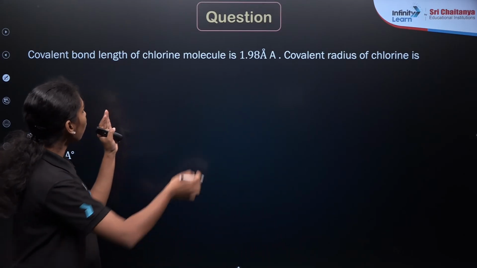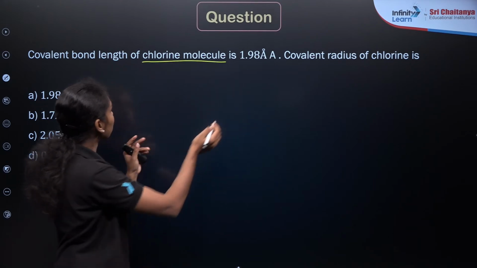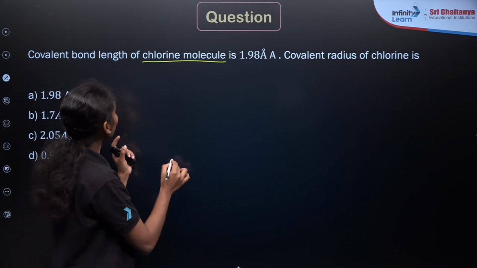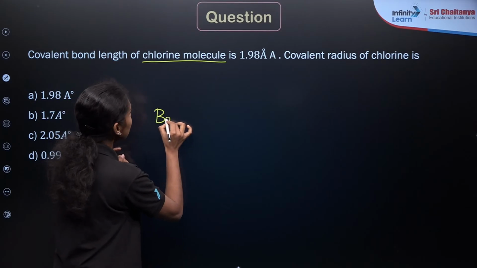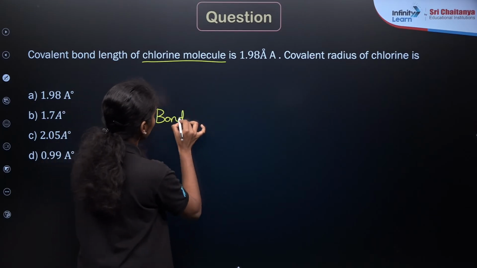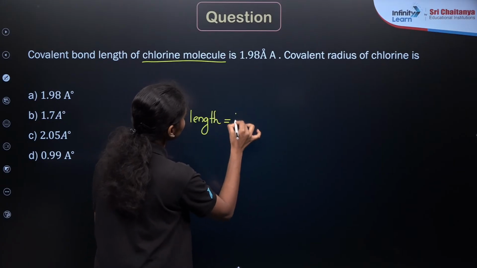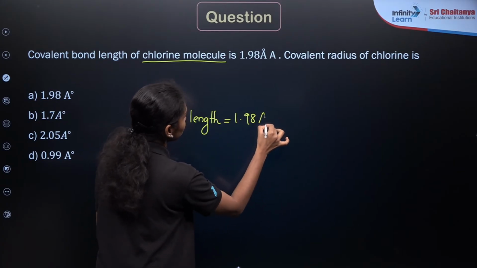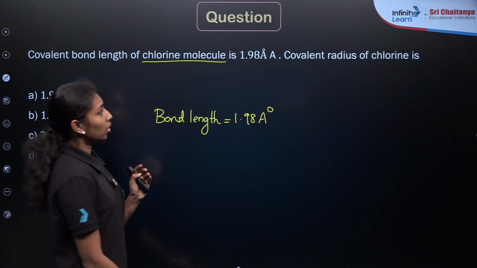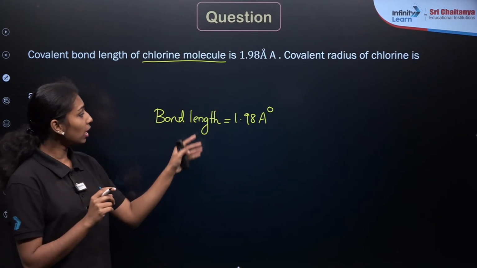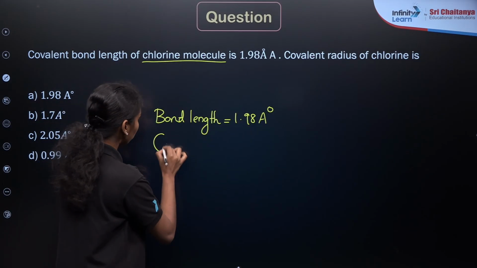Okay, in this case, the chlorine molecule is formed by the sharing of electrons, right? Because it is a covalent molecule. So in the case of the chlorine molecule, the covalent bond length is given as 1.98 angstrom. So from the data, we can identify that the covalent radius of the single atom will be equal to half of the bond length, right? Half of the bond length.